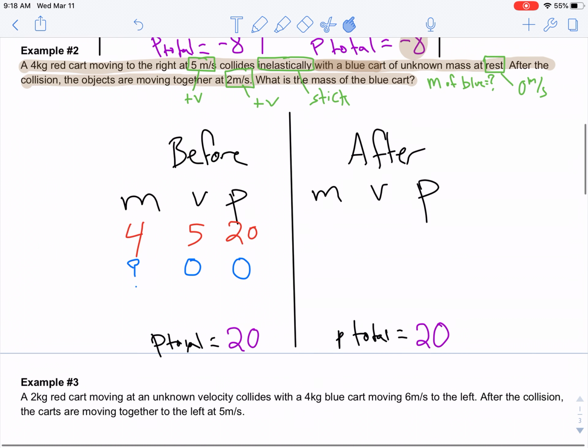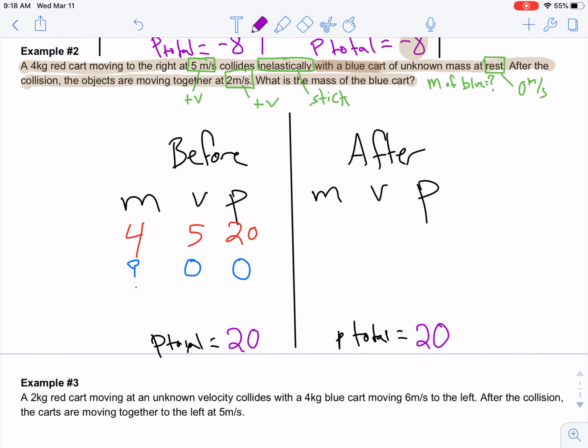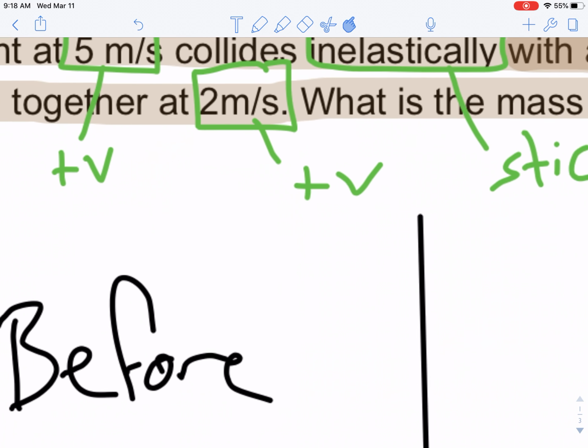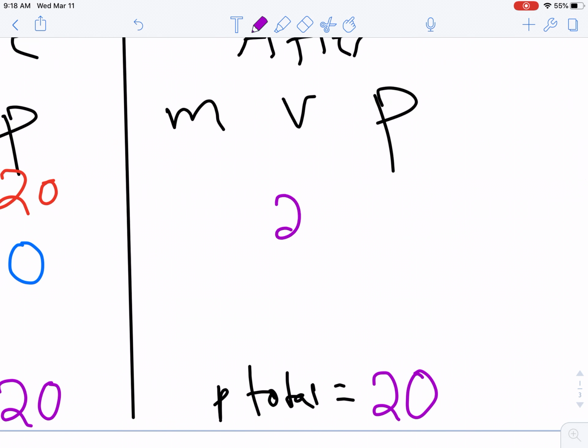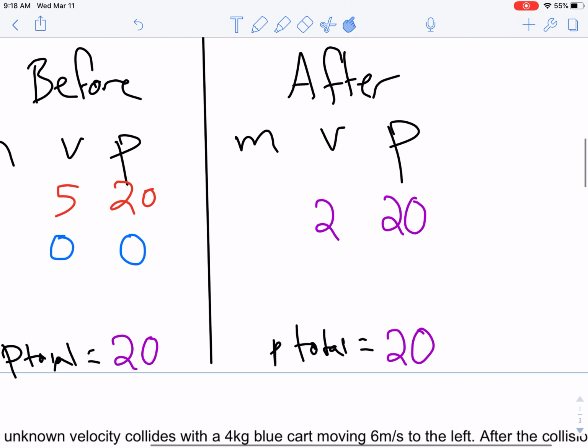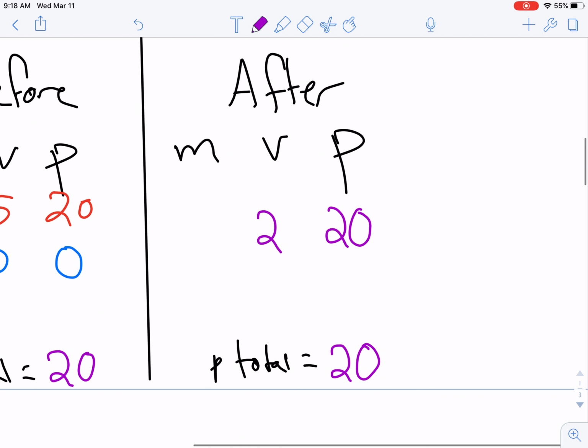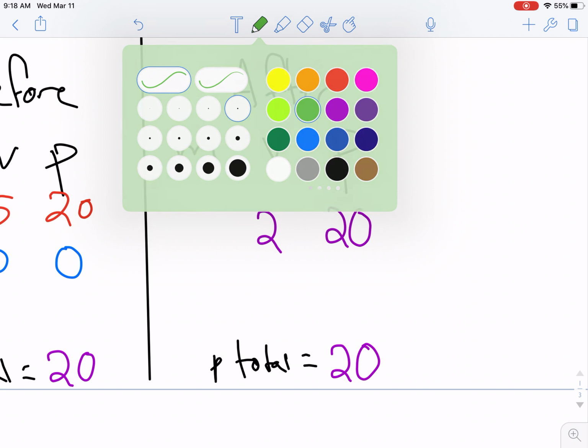So we know some other things. We know that the velocity of the objects after the collision is 2 meters per second, so let's fill that in, 2. And we know that the P is 20 because they stuck together, so we know that their final momentum together is 20 kilograms meters per second. And finding the mass is as simple as using your homie Algebroni. I'll use green again, I don't know why.